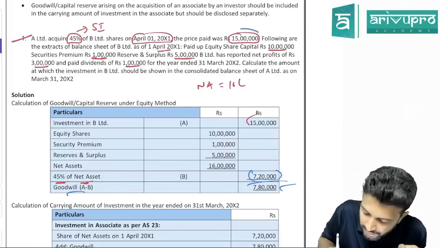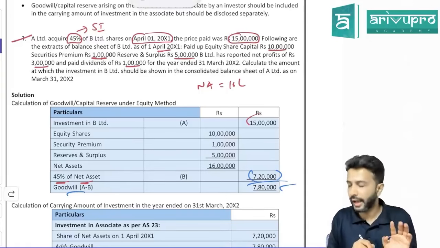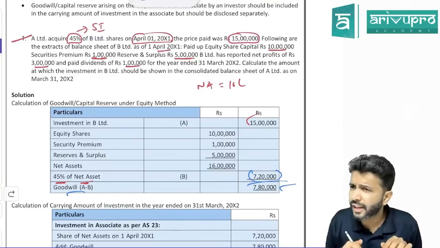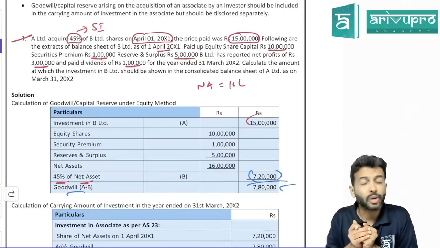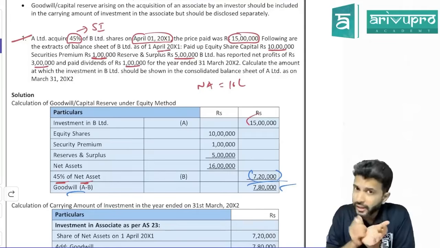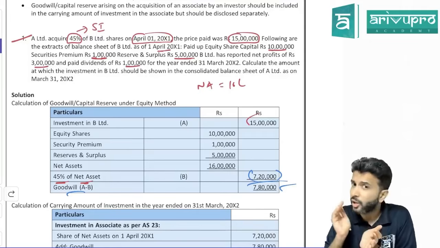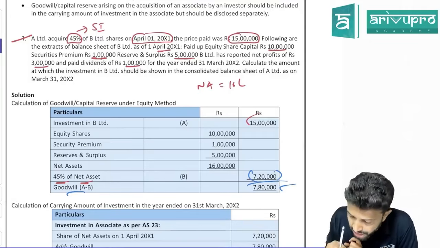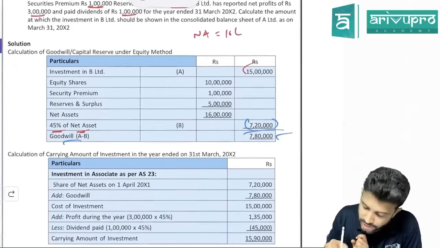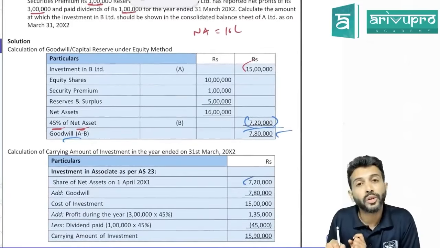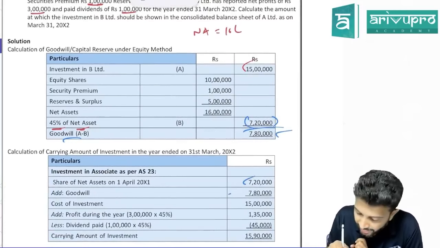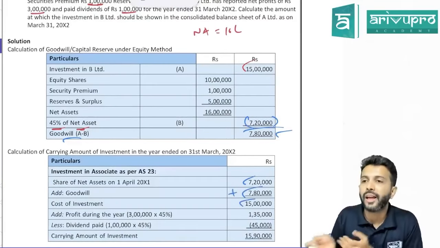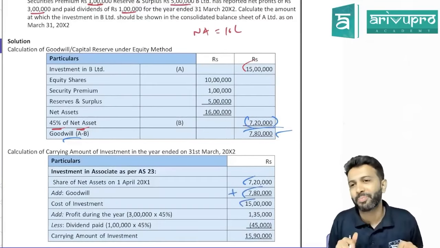First, sir, how much did you buy the investment for? 15 lakh. That means the cost of investment is 15 lakh. But they won't show 15 lakh. You know what they'll start with? Sir, you are an equity shareholder. You have a right over net assets. What is your share of net assets? 7 lakh 20,000. Start with that. Do you have any goodwill? Yes. How much goodwill? 7 lakh 80,000. Add that. How much are you getting? 15 lakh. Like this, you show the goodwill.